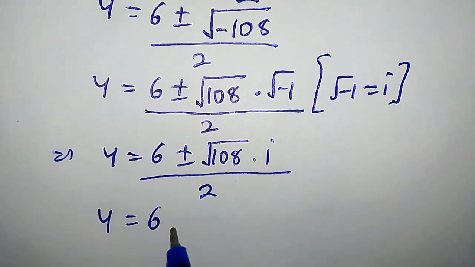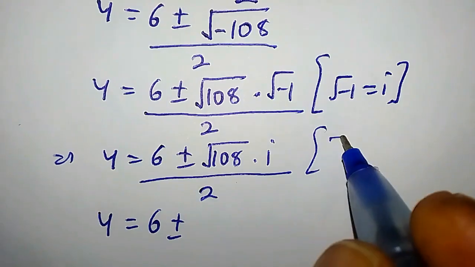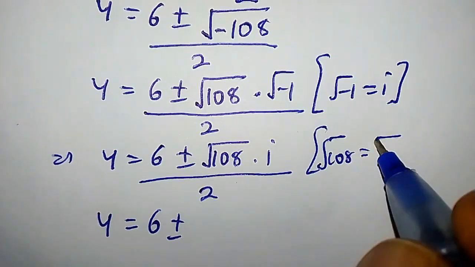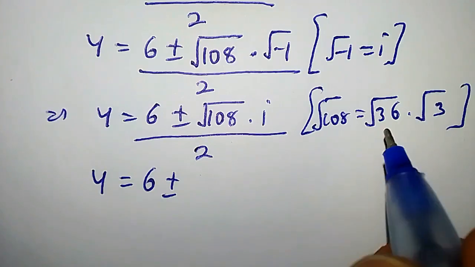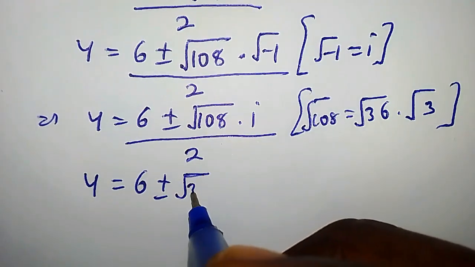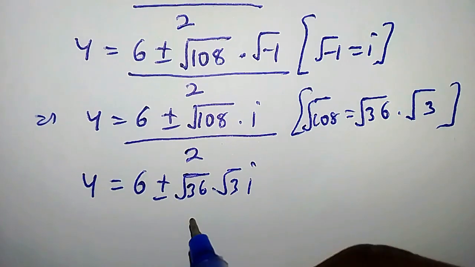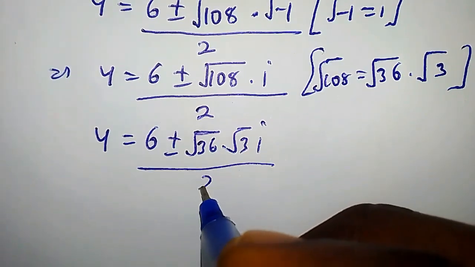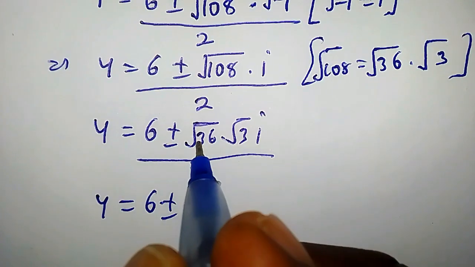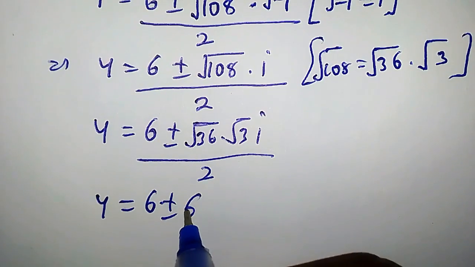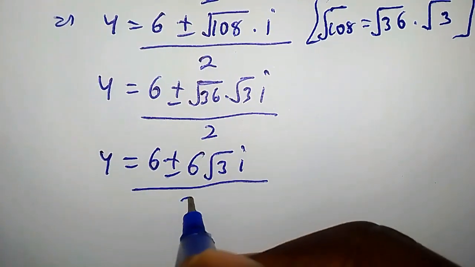y equal to 6 plus or minus, we can rewrite square root of 108 as square root of 36 times square root of 3. So we have square root of 36 times square root of 3 here times i, all divided by 2. y is equal to 6 plus or minus, what is square root of 36? That is simply 6, times square root of 3 i, divided by 2.